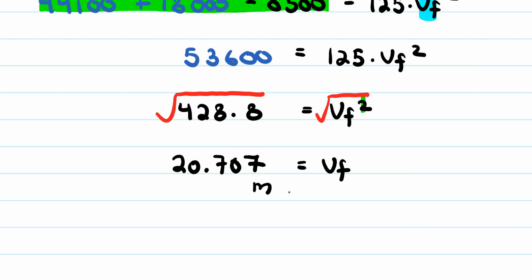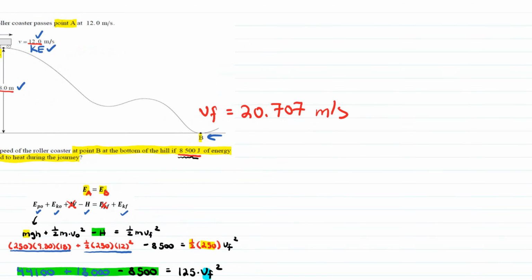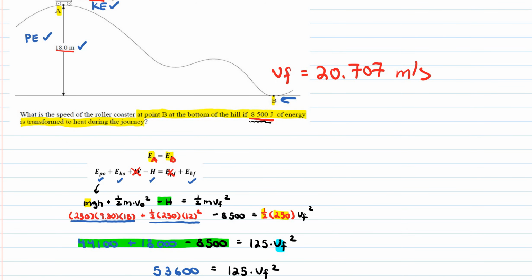20.707 meters per second. Okay, so if I go back to my diagram here, I just want to say that my final speed here is equal to 20.707 meters per second. All right, so that's my final speed at the very end of this particular problem.